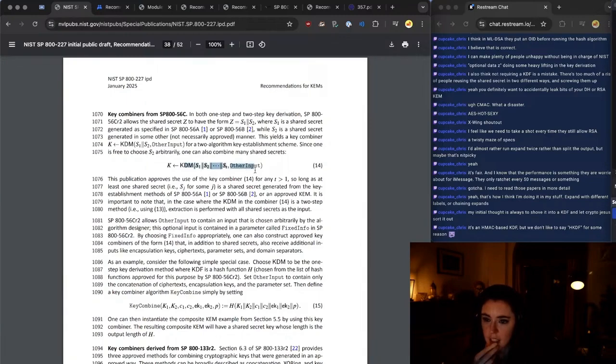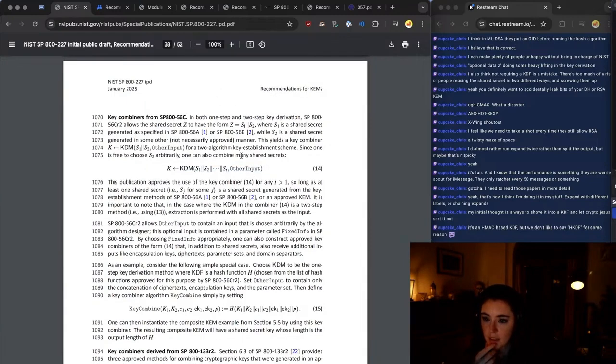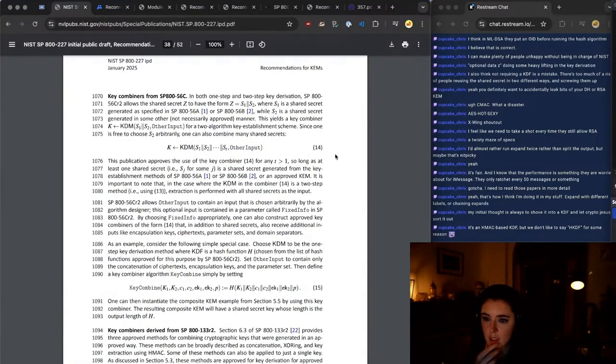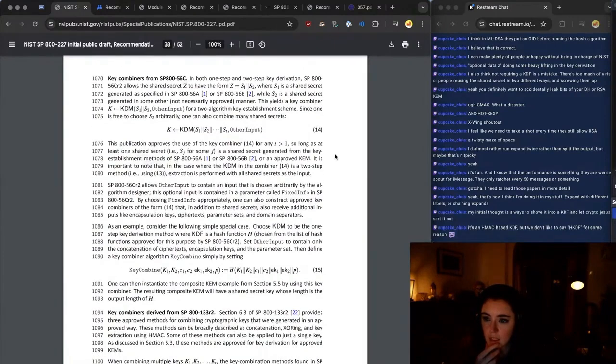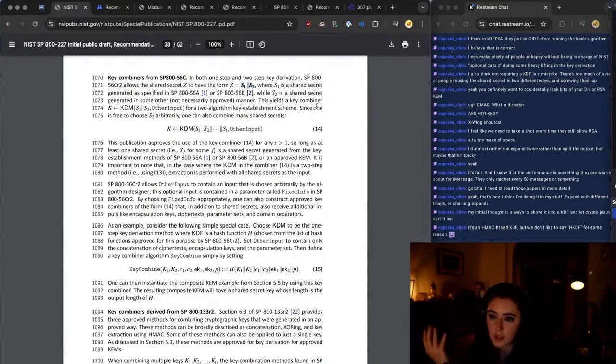Okay, and now this is a key combiner, which is different than the other thing, the extract-expand thing. One step, two step. 56C allows the shared secret Z to have the form concat(S1, S2). Yeah, that's what we were saying before. Just concatenate that stuff and shove it through. She does. She's had a little bit in there, but needs a refresher.